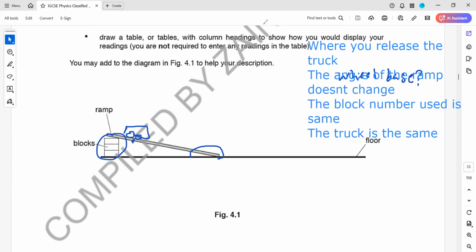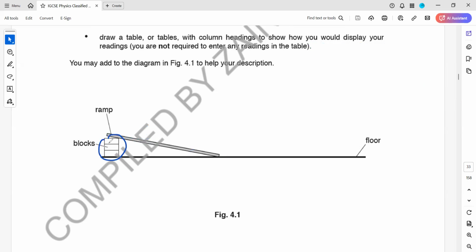If you mention the number of blocks or the angle, it's the same thing. Any one of them, either you mention a block or you mention the angle. For friction, you can mention the type of the ramp. If you want to refer to friction, the material from which the ramp is made, or the tires or the wheels of the truck, that material should also be the same.